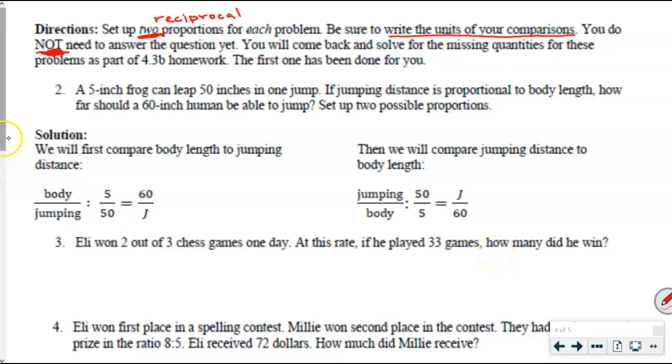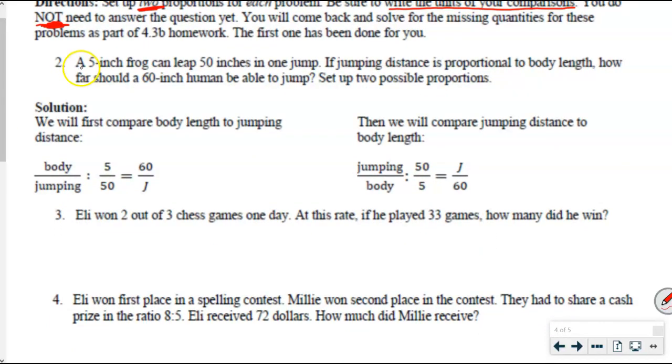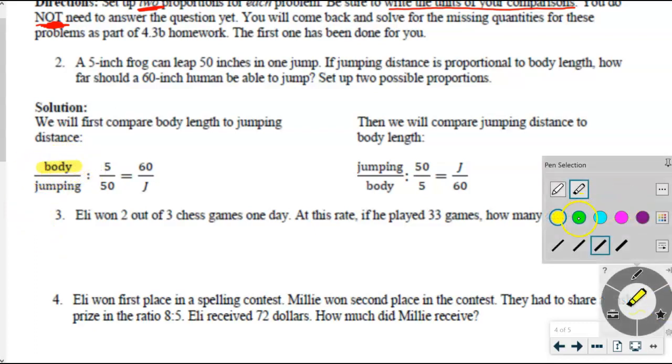Here's an example that we did in our last video as a quick review. A 5-inch frog can leap 50 inches in one jump. If jumping distance is proportional to body length, how far should a 60-inch human be able to jump? Notice it said if, it doesn't say it is. We're just saying if that were proportional, how far would a 60-inch human be able to jump? Look at how we've set this up. I've got my body, so that's the body length, and I'm comparing body length to jumping distance.